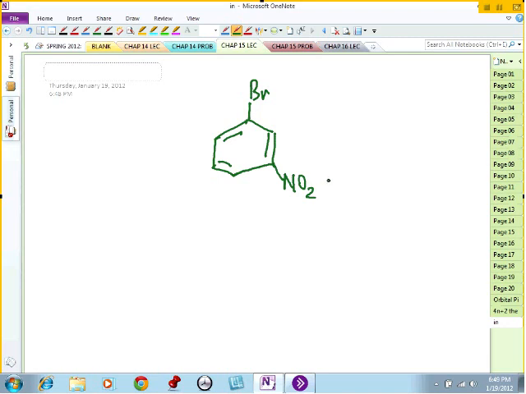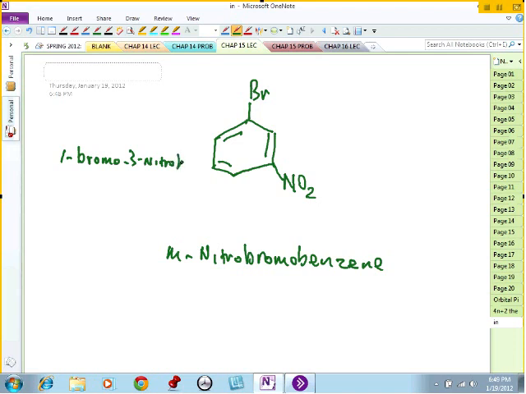In this case, you could name this as a benzene derivative, or you could even name it as bromobenzene. In this case, I would say m-nitrobromobenzene. You could do that. Or you could just say 1-bromo-3-nitrobenzene. You could do that.